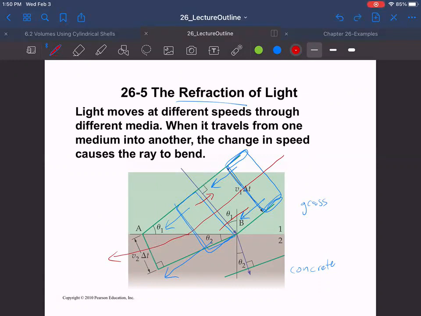So if you notice, when this barrel rolls from a low speed to a high speed, it's going to bend away from the normal. When it goes from high speed to low speed, it's going to bend toward the normal. And this is also going to turn out to be true for light. When we send light from a medium that is high speed into one that is low speed, it's going to bend toward the normal. When we send it from low speed into high speed, it's going to bend away from the normal. And we're going to take advantage of that coming up in the next class.